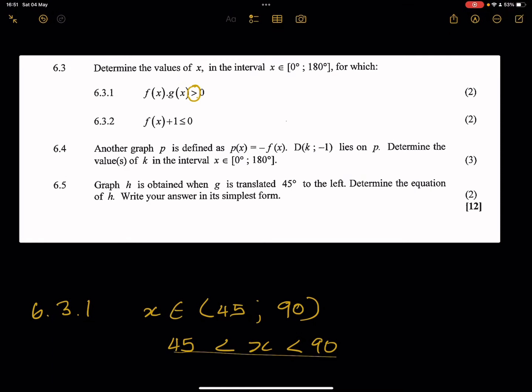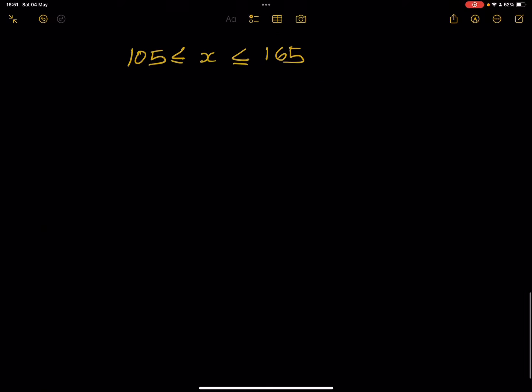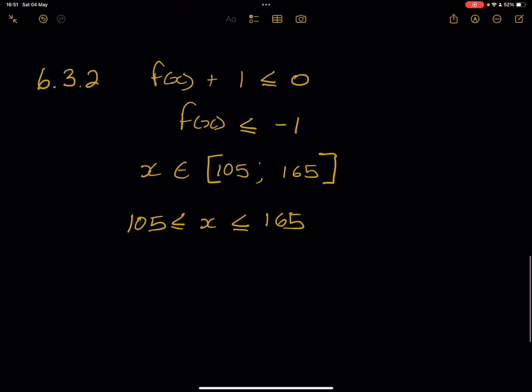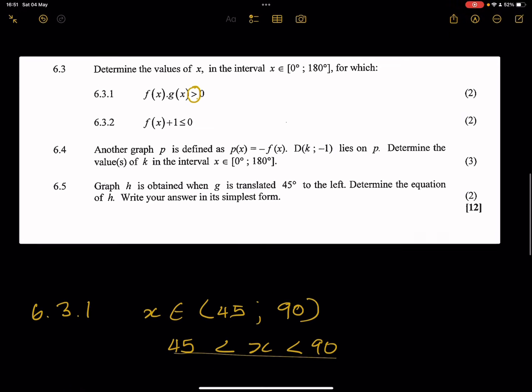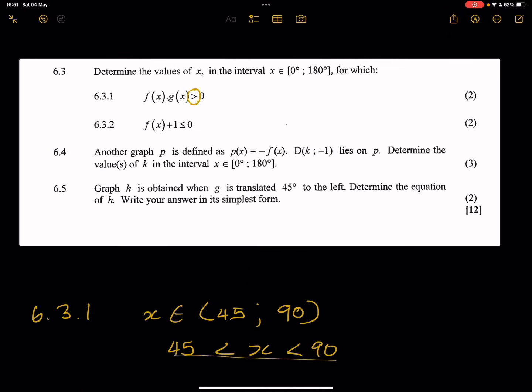They say in 6.4, another graph, which is P, is defined as P of x equals minus f of x. The graph of P is actually minus f of x. And they're saying to us, D, which is k and -1, lies on P. Determine the values of k in the interval 0 to 180.